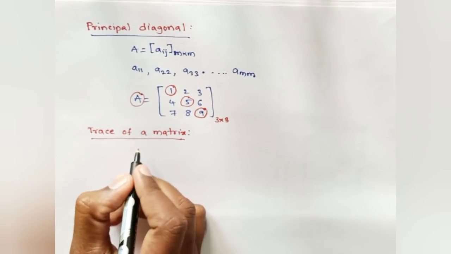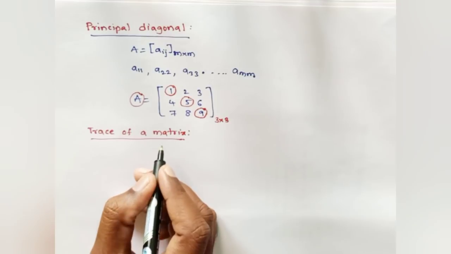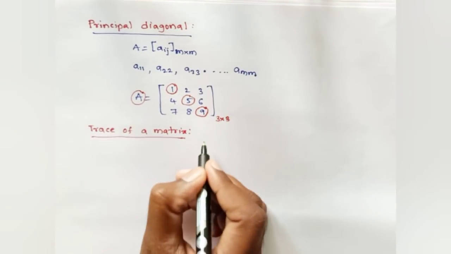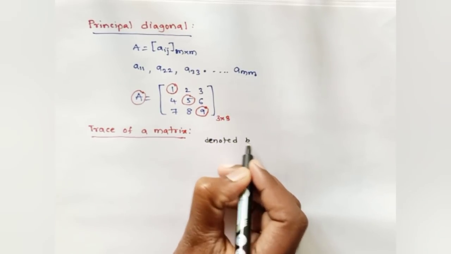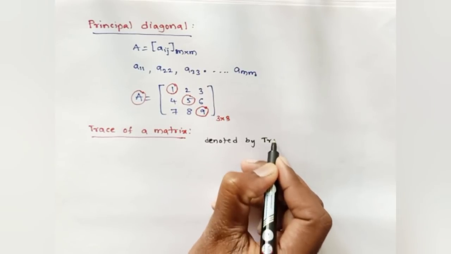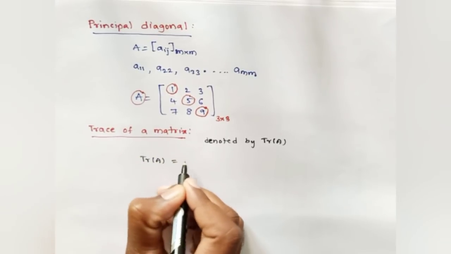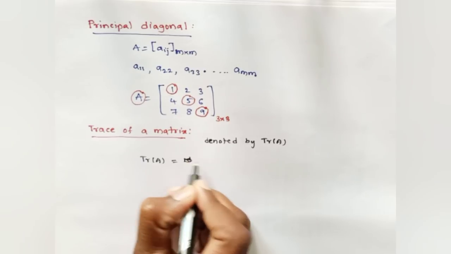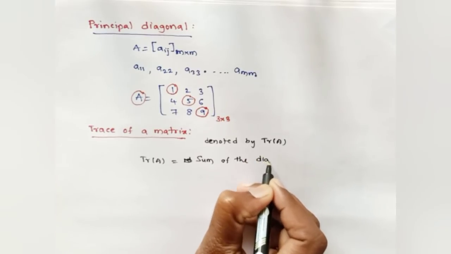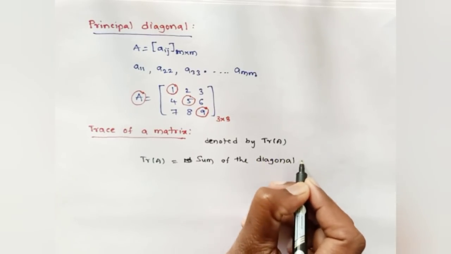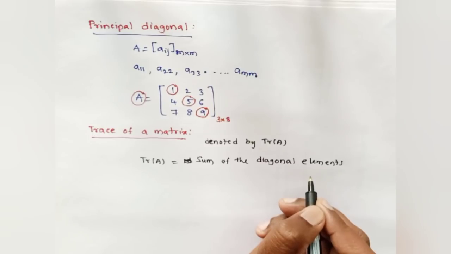The sum of the elements of the diagonal of a square matrix defines the trace of the matrix, which is denoted by tr, or trace of A. That is, the trace of the matrix A is equal to the sum of the diagonal elements of a square matrix A.